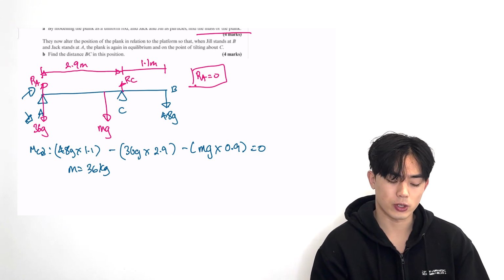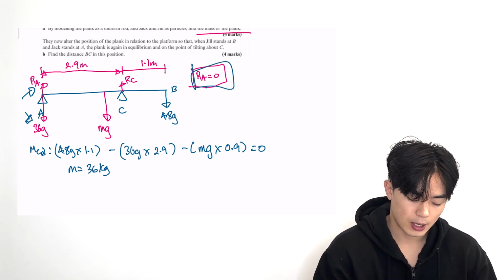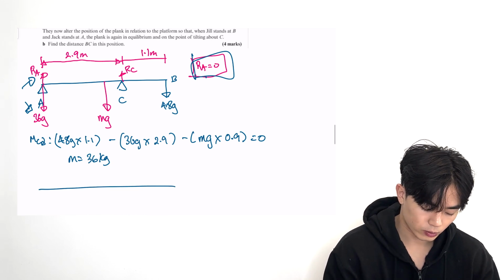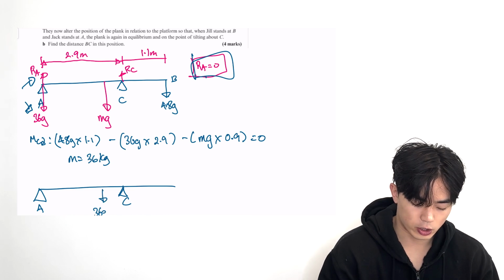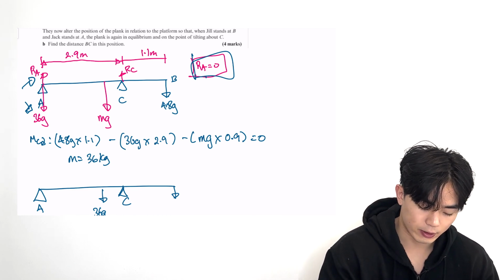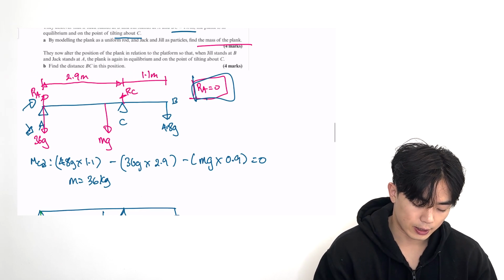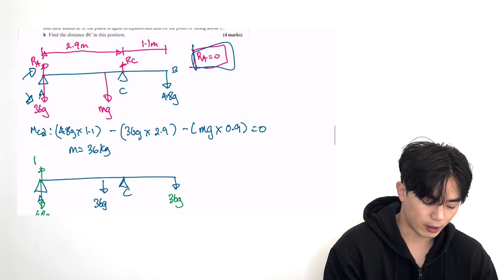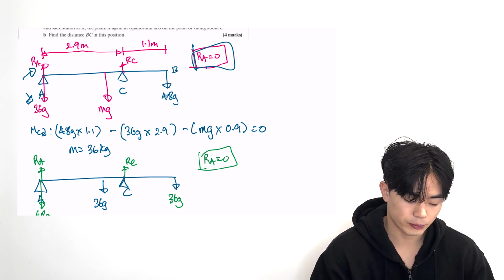Okay, so it's the same situation, but now it's on the point of tilting about C, which means that RA is still going to be equal to 0. And the mass of the plank is now 36. Let's do another drawing like this. So if A is here, we have C here, and the plank weighs 36g now. Jack stands at A now, right? So Jack's weight is going to be 48g here, like so. And then Jill stands at B, so B is going to be here, and she weighs 36g like this. And we have this RA and RC like this, and RA is still going to be equal to 0 because it's on the point of tilting about C.